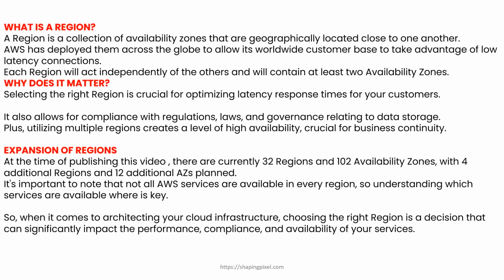At the time of publishing this video, there are currently 32 regions and 102 availability zones with 4 additional regions and 12 additional AZs planned. It's important to note that not all AWS services are available in every region, so understanding which services are available is key. So when it comes to architecting your cloud infrastructure, choosing the right region is a decision that can significantly impact the performance, compliance, and availability of your services.